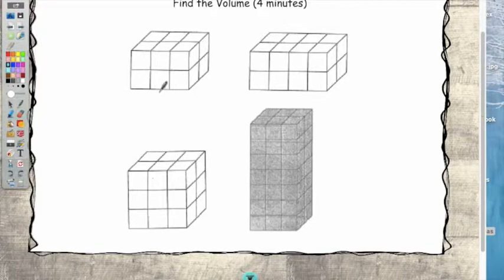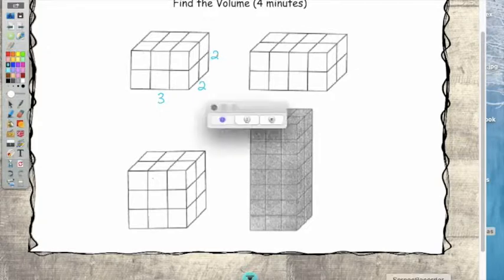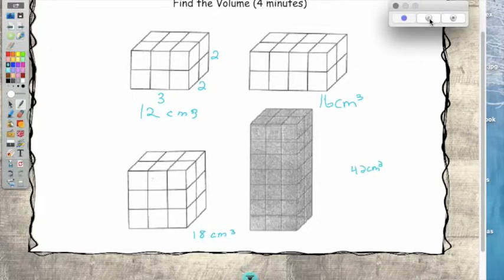Or I could do this: 3 times 2 times 2. It's up to you, but I want you to figure the volume of all of these, and then I'm going to pull sticks for you to come up and write it down. All right, so check your answers with the answers up here.